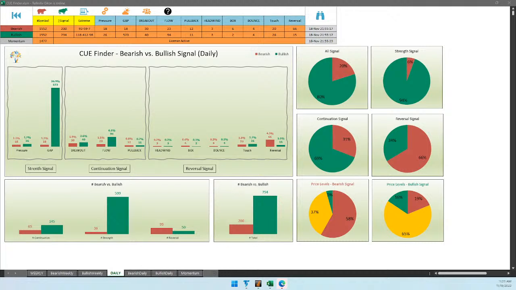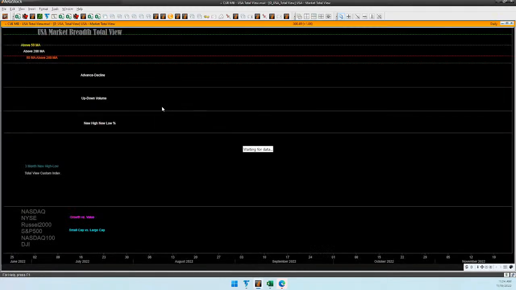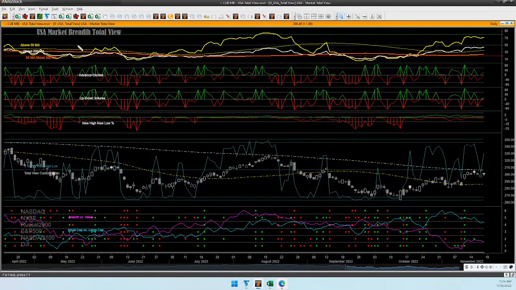Is our market analysis complete? No, we didn't look at a very important aspect, that is the market internal. Single chart view, very powerful.